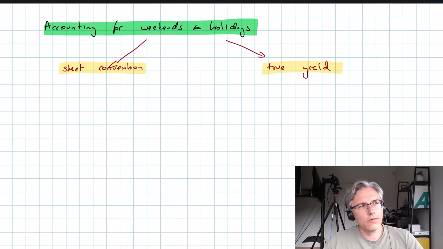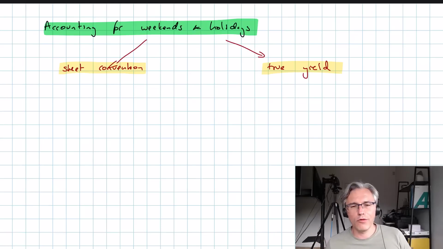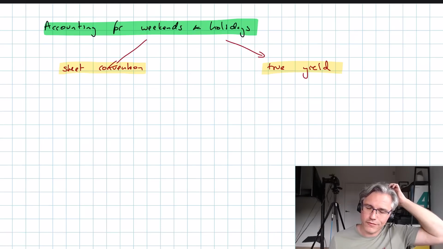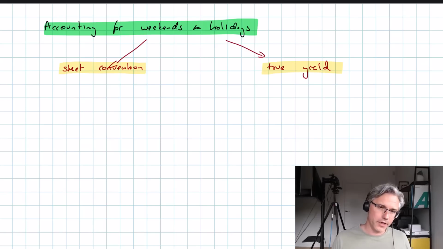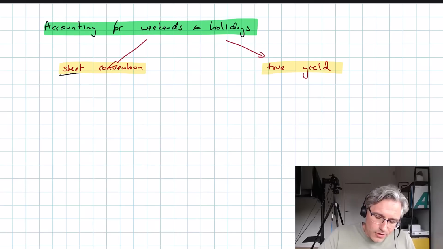So, if a bond pays coupon semi-annually, like on the 15th of March, let's say, and then on the 15th of September every 6 months for many, many years in a row, some of those 15th of March or 15th of September dates will in fact be weekend dates or public holidays, in which case the coupon will typically be paid on the next possible trading day or working day.